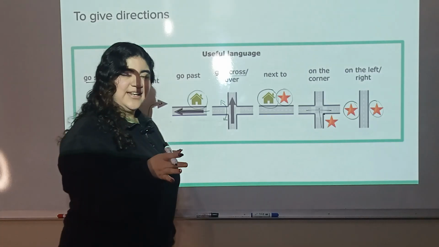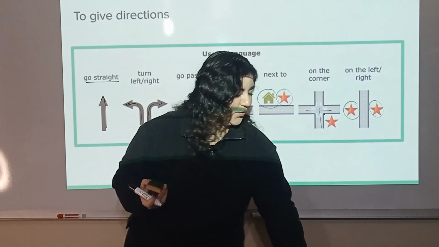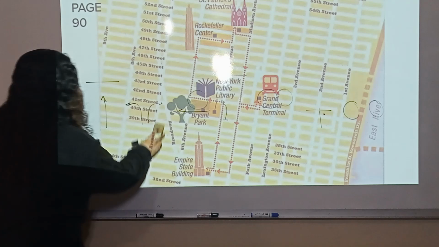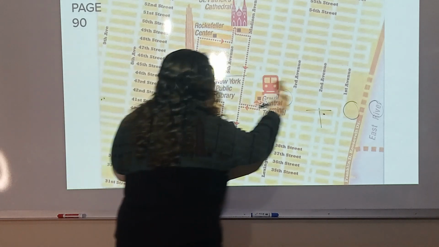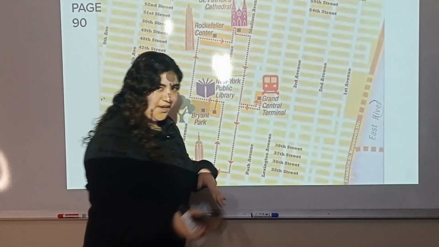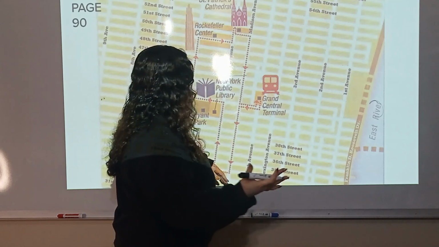You're already at the destination, you just need to either go right or go left. So, we're going to go to page number 90, and I'm going to help you create a route as to how to get from one point to the other. I'm not going to do it entirely with you, so try to practice by yourself.